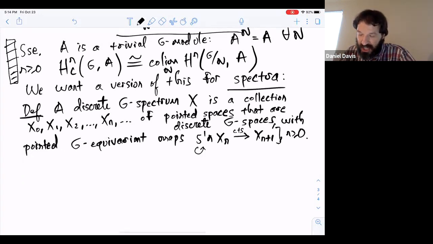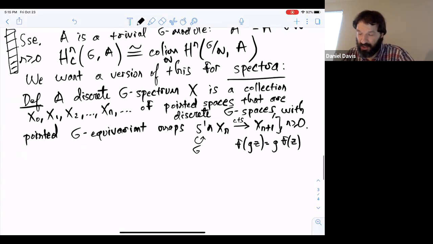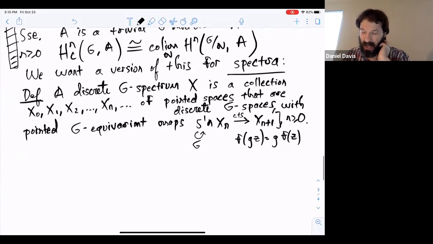So you let G act on S1 trivially, okay? Saying that the map is G equivariant means that this map of spaces preserves the group action. So f of G, say Z, is equal to G acting on f of Z. So the group action is preserved. And the smash product here is like a pointed version of the Cartesian product, okay?